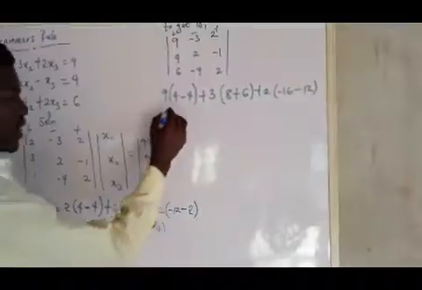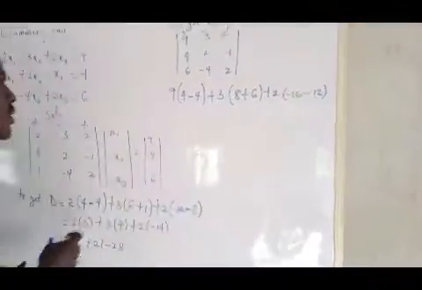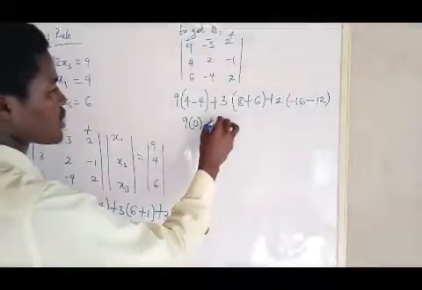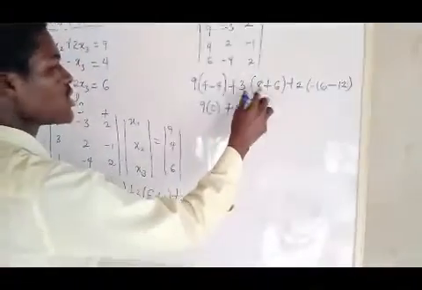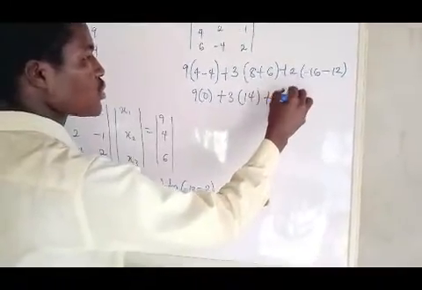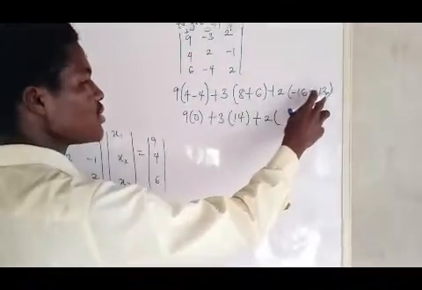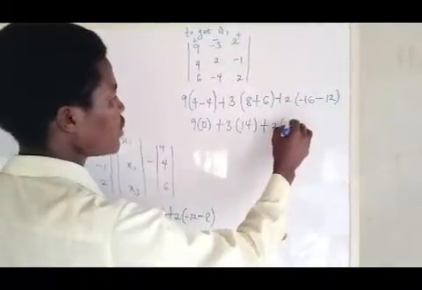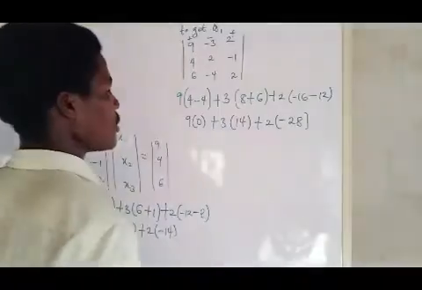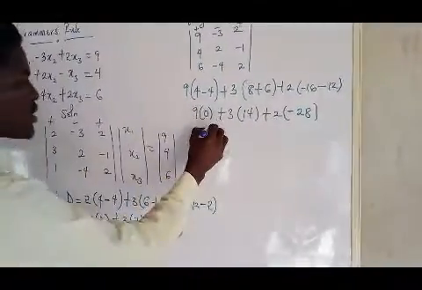Okay, so this one will now become what? 4 minus 4, which is what? 0, plus 3, open bracket, 8 plus this will give us what? 14, plus 2, open bracket, 16 minus 16 minus 12 will give us what? Minus 28. Okay, now this one becomes what?